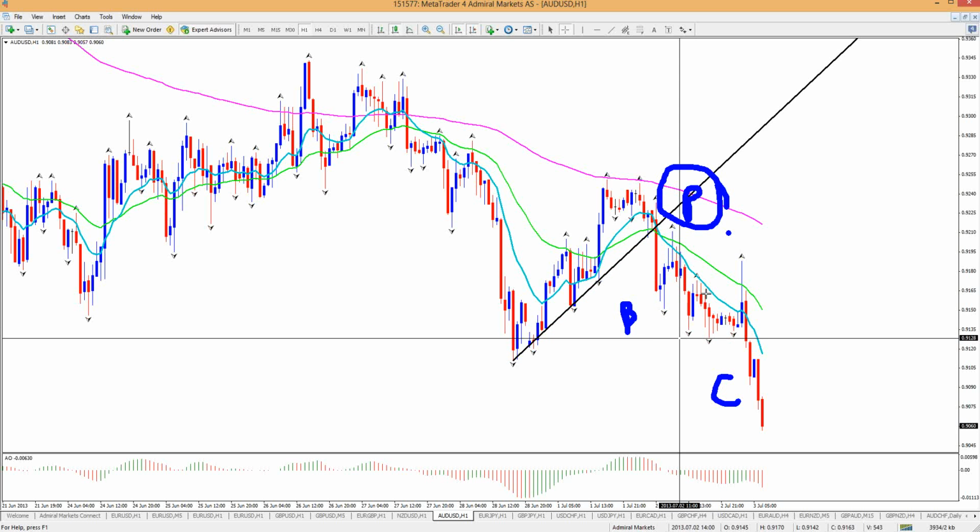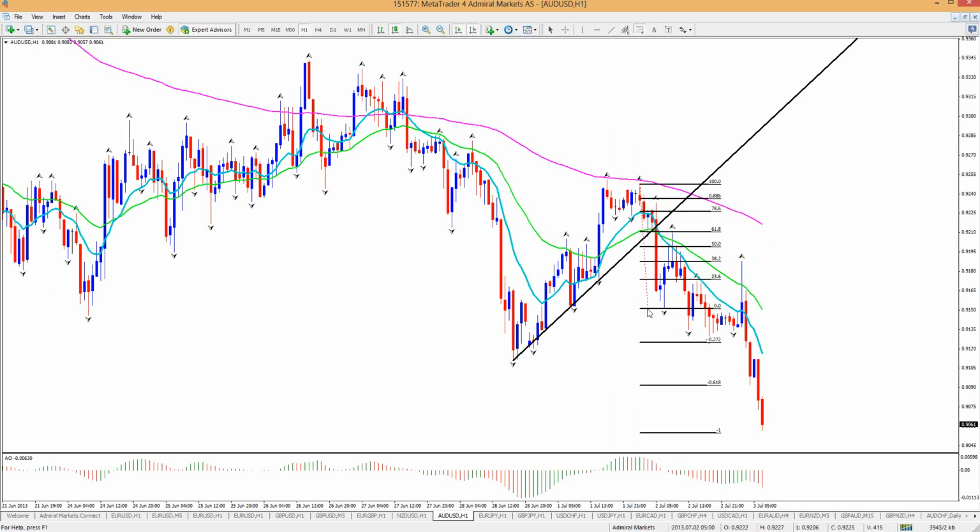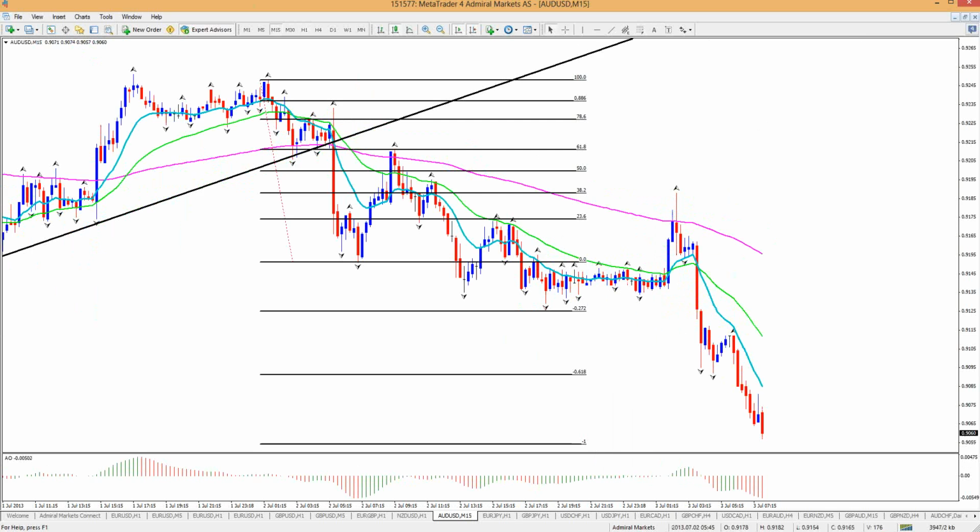So instead of taking the continuation, I took the pullback. I was looking for the pullback, but I didn't take it immediately on the fib, right? Like this. It hit the 618 to the pip, but I took it when we broke this support level, this 15-minute bullish candle. When we broke that low, I made a small hook back here. That's where I took it, right in here, and aimed for this 272 target. All right, got hit and got, I don't know, what's the 50 pips there. So that was good.